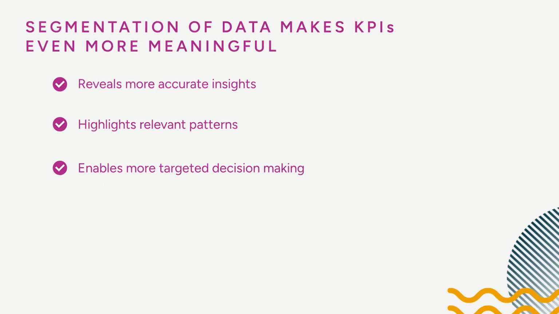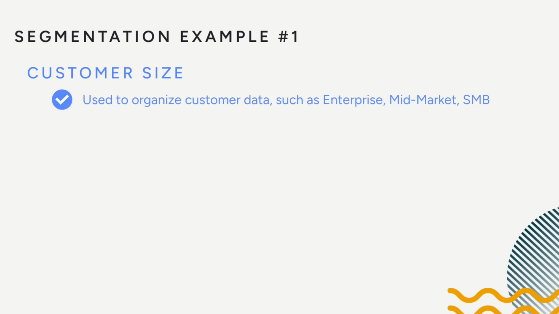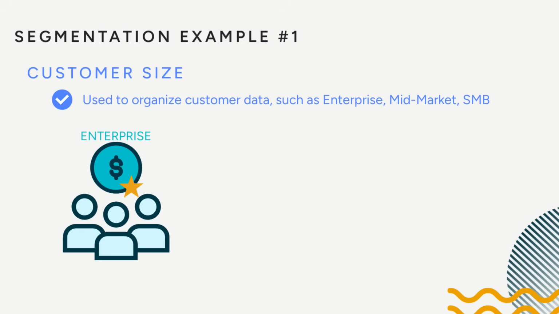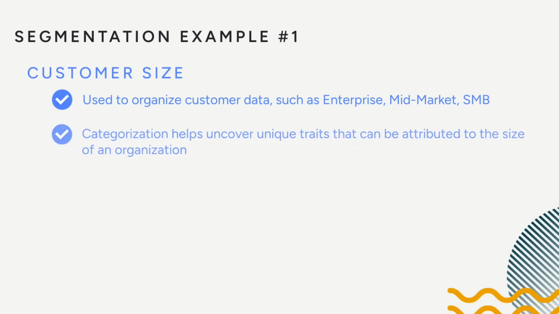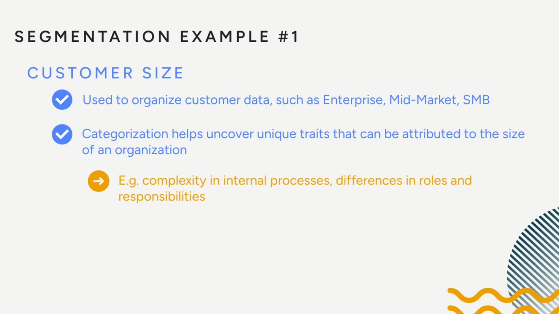For our first example, let's assume that your organization's customers range in company size. To keep the data organized, customers are categorized into enterprise, mid-market, and SMB groups. This categorization helps uncover unique traits that can be attributed to the size of an organization, such as complexity in internal processes or difference in roles and responsibilities.